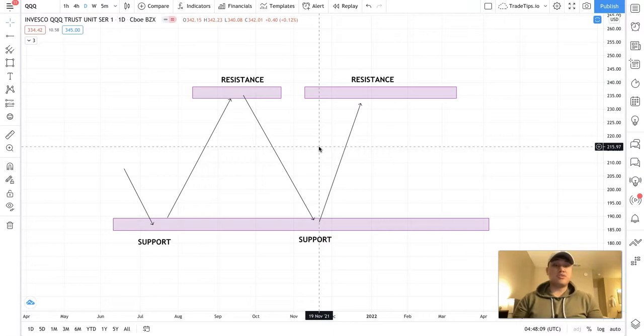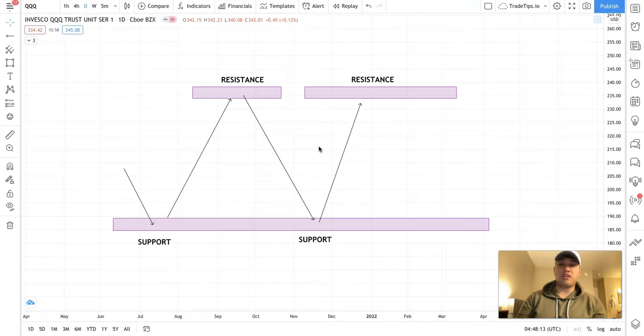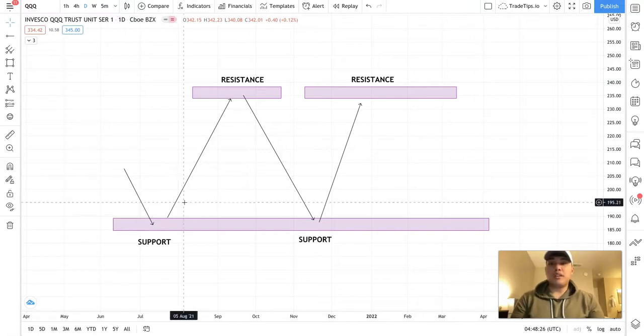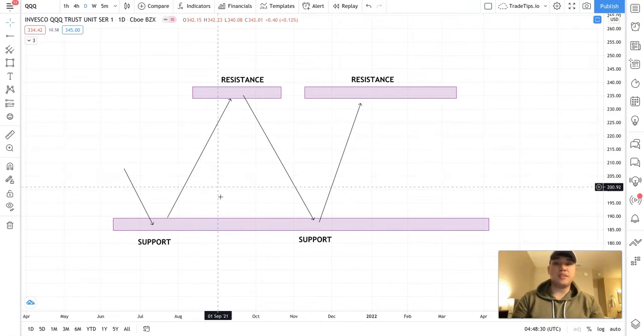Today we're going to be doing a short video on supports and resistances and how we can use them for our trading. In general, supports and resistances are typically levels or zones from which price can react. When we're talking about supports and resistances, they essentially mean the same thing except for where they are located.